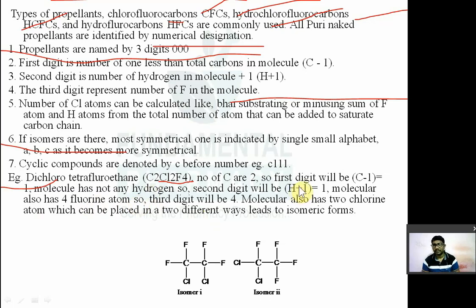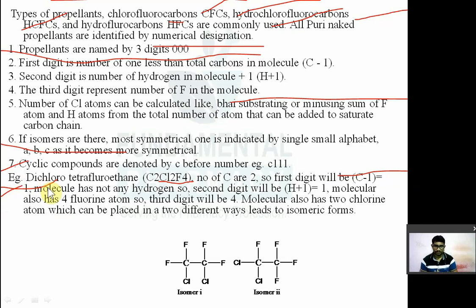So the first digit will be C minus 1. According to the formula, the first digit is C minus 1. The formula you have seen is C n minus 1, H n plus 1, and F, and you take each of them. In dichlorotetrafluoroethane the number of carbons is 2, so the first digit of this propellant will be the number of carbon minus 1. The number of carbon is 2, so 2 minus 1 is 1. The first digit of this dichlorotetrafluoroethane will be 1.